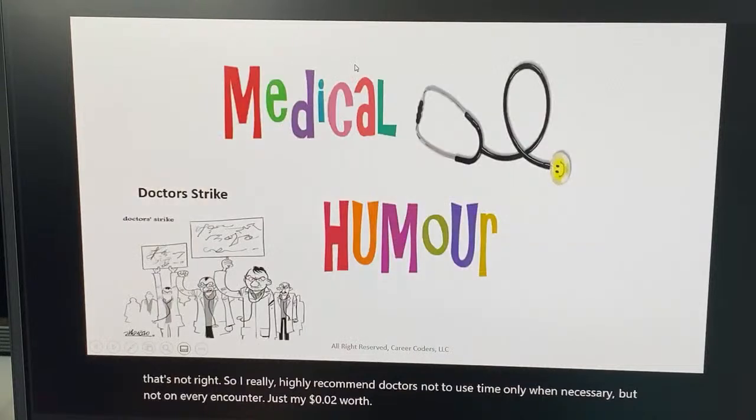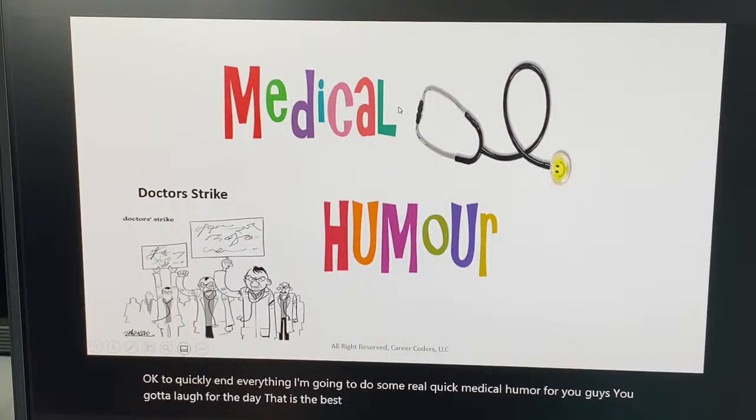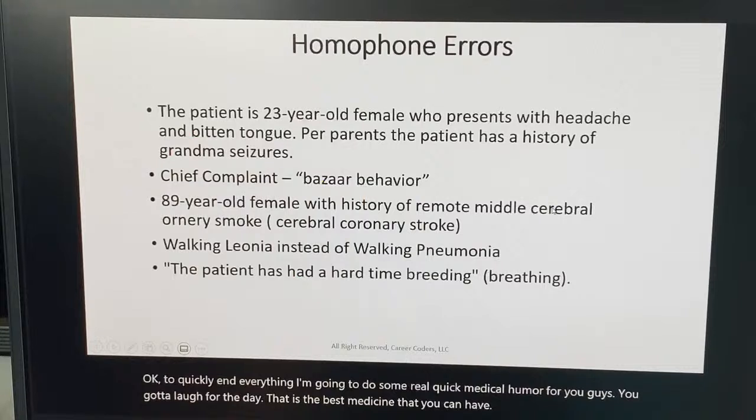Okay, to quickly end everything, I'm going to do some real quick medical humor for you guys. You've got to laugh for the day. That is the best medicine that you can have. I'm laughing now. That's the best therapy. It is.